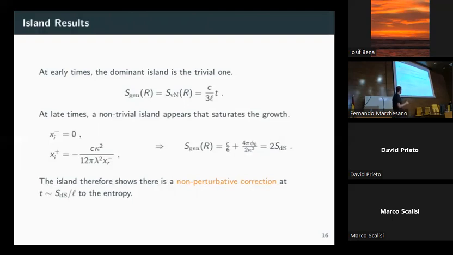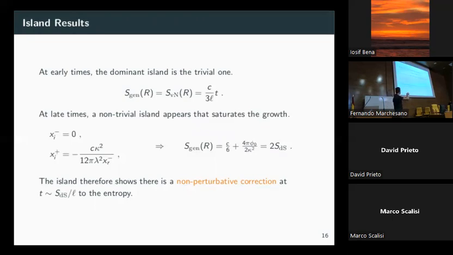At early times, there's not much entanglement between this dot region and the possible islands region. So in that case, you find a trivial island and you reproduce this linear growth of the entropy. But this is also the result that we expected from thermodynamics. However, at late times, what you now find is that a non-trivial island can appear, and that saturates the growth of the entropy. Its precise location is given by the following expression.